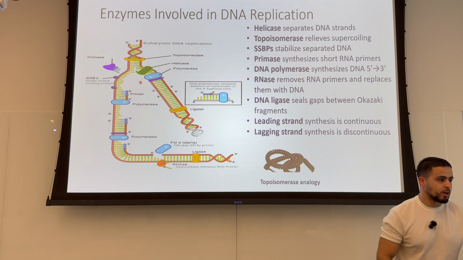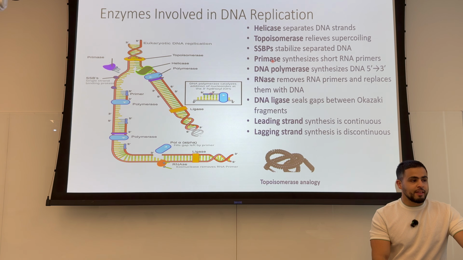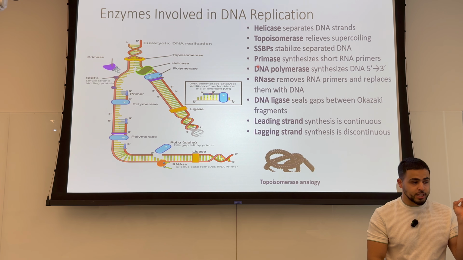Next, we have another thing that helps stabilize the separate strands of DNA, these single strand binding proteins. So they'll bind to the single strand to stabilize it. And then the last thing we'll talk about before we move on to talk about DNA polymerase is primase.